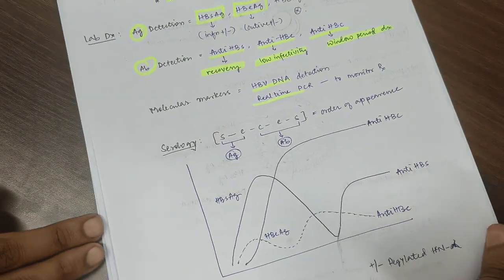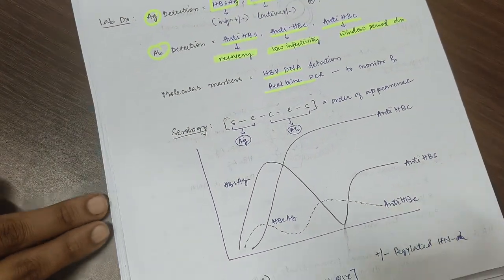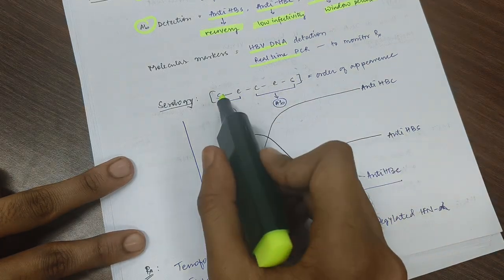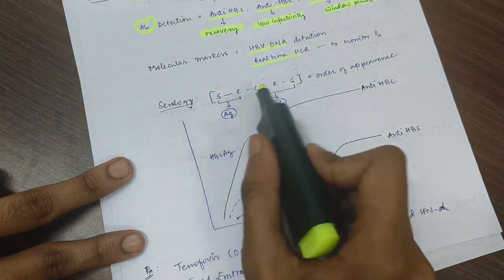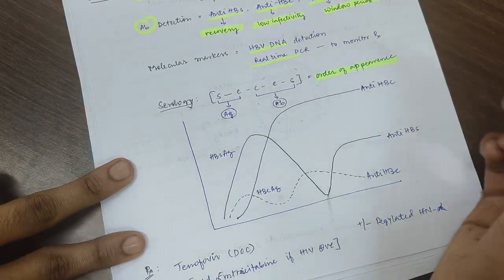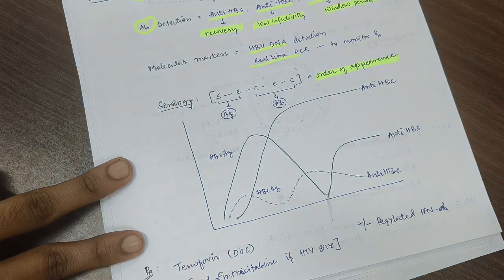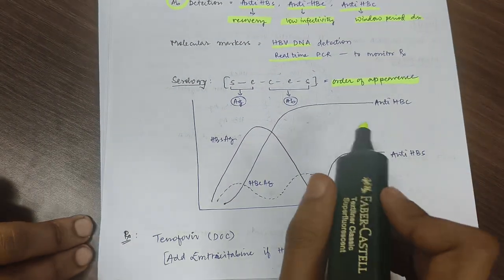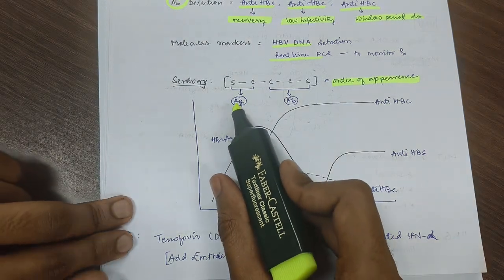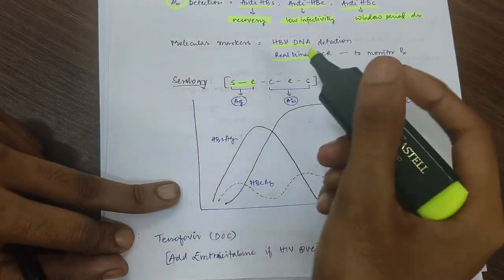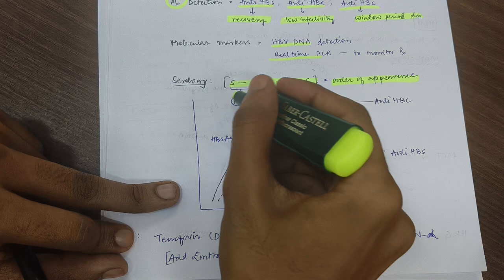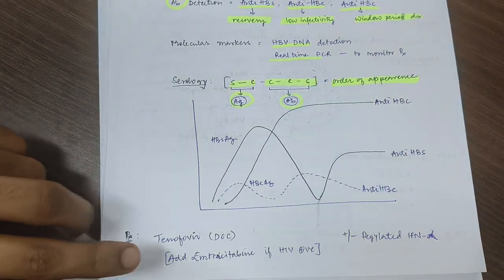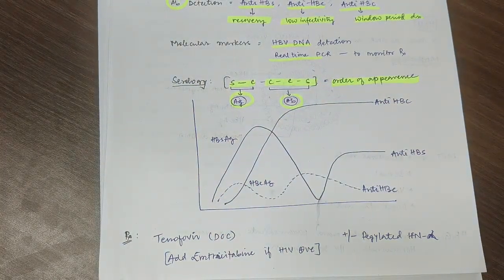So how are we going to remember the serology of HBV? They are going to ask; it is called SECEC, sexes. That is the order of appearance. Basically, the first two are antigens, then the next three are antibodies. To produce the antibody, first there should be some antigen, right?